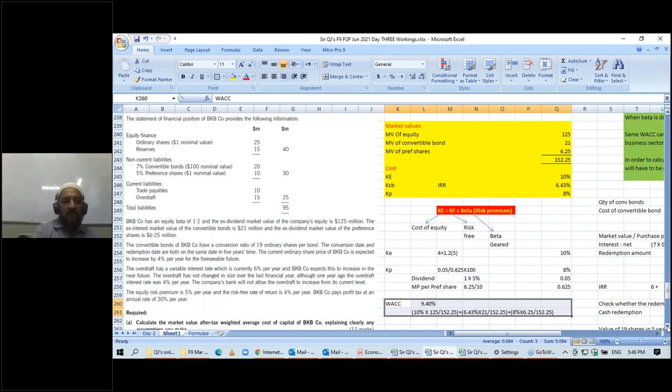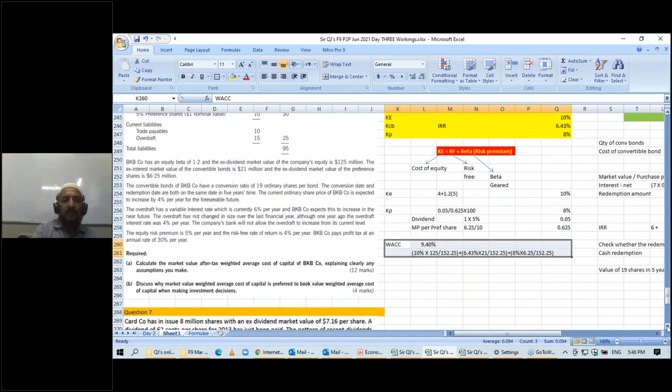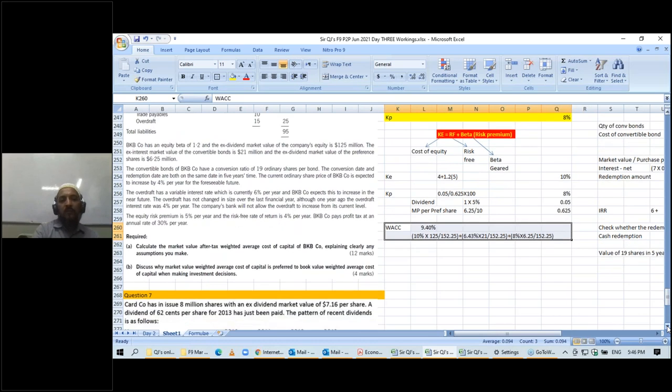BKB's first working is done. Now the next part is discuss why market value weighted average cost of capital is preferred to book value weighted average cost of capital. So they mean to ask why we are not using book values over here in the WACC working. Why we didn't use book value of share capital?